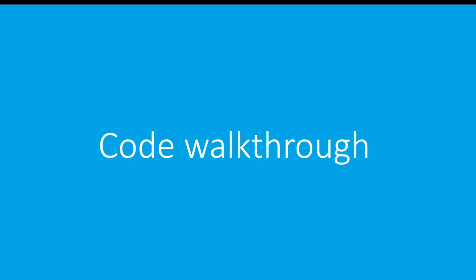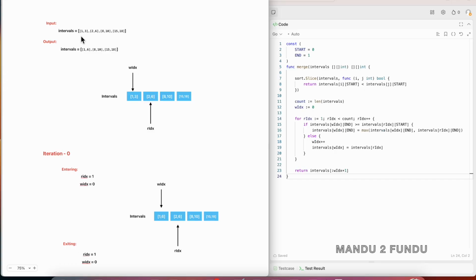Next, I am going to do the code walkthrough with sample input. We are given this input array. Let's do the code walkthrough with this. So first we sort this input array based on the start time. Okay, so 1, 2, 8, 15. This array is already sorted, but there are some cases where it may be out of order.